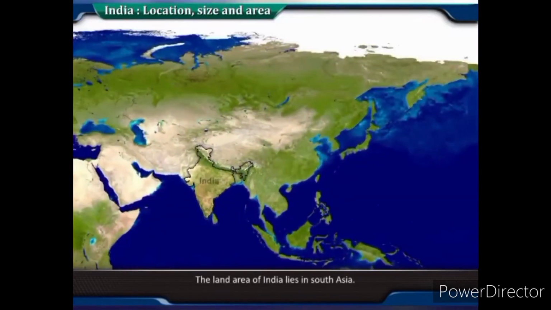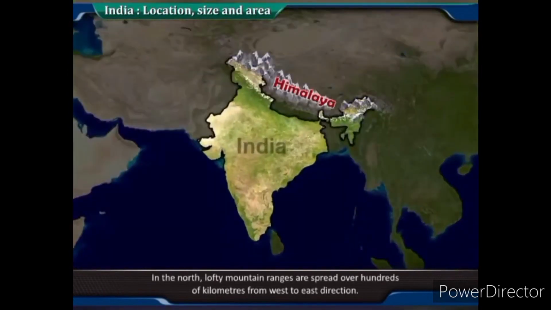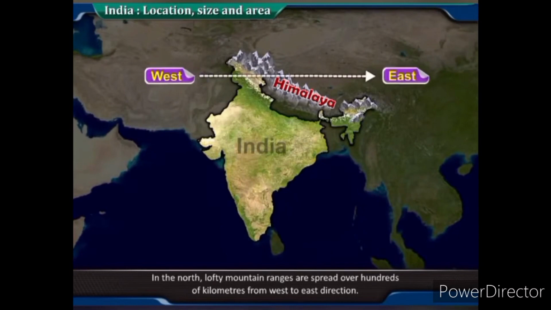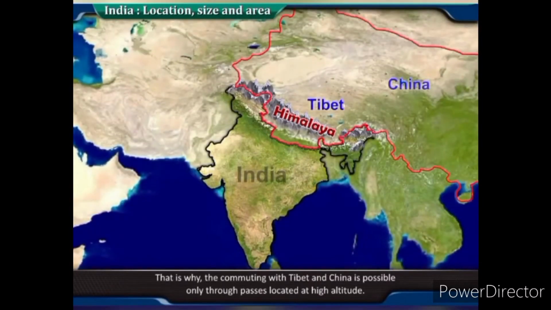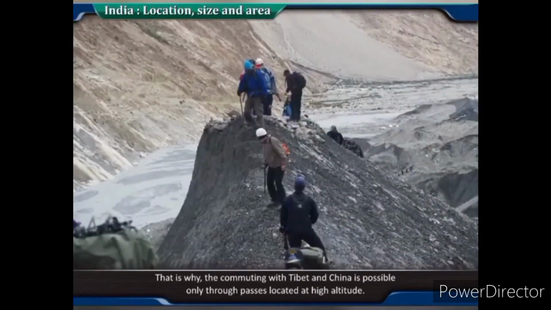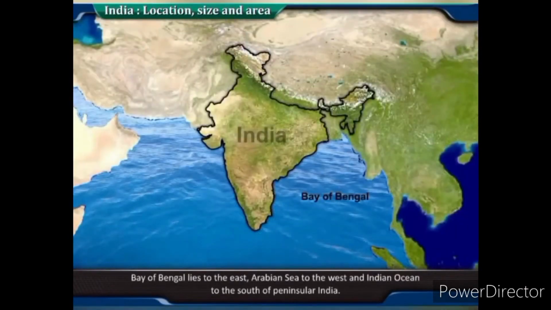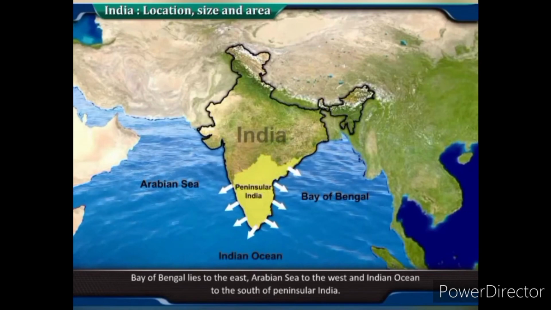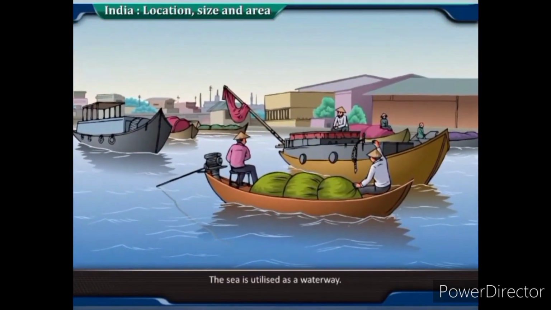The land area of India lies in South Asia. In the north, lofty mountain ranges are spread over hundreds of kilometers from west to east. That is why commuting with Tibet and China is possible only through passes located at high altitude. The Bay of Bengal lies to the east, the Arabian Sea to the west, and the Indian Ocean to the south of peninsular India. The sea is utilized as a waterway.